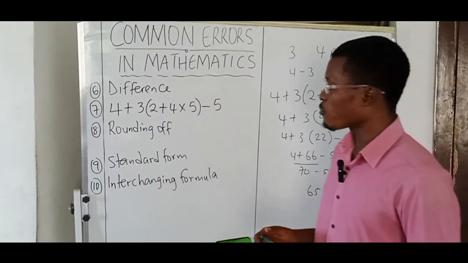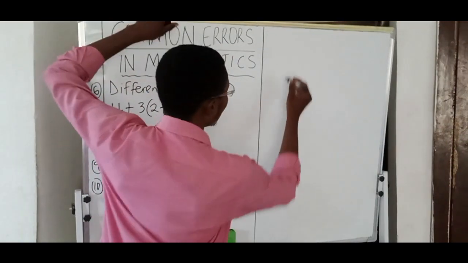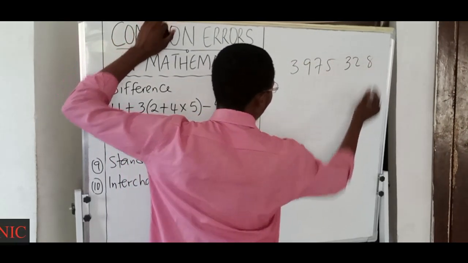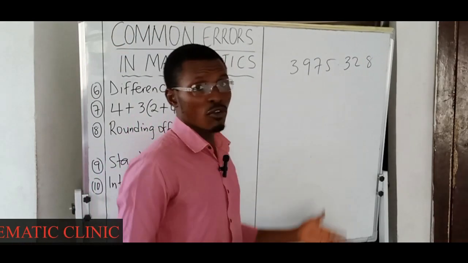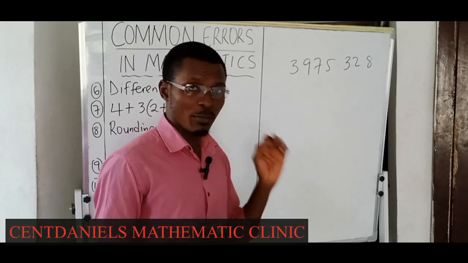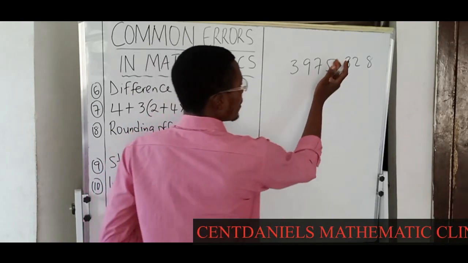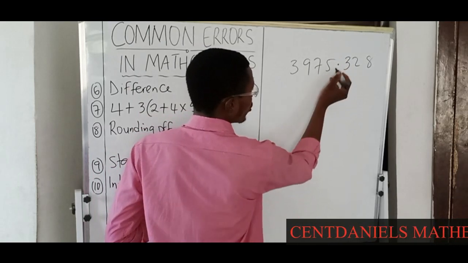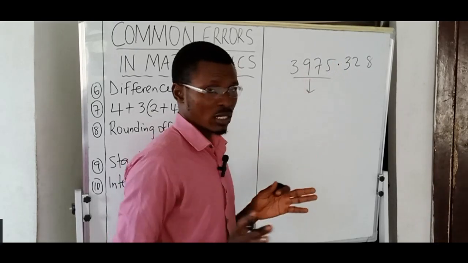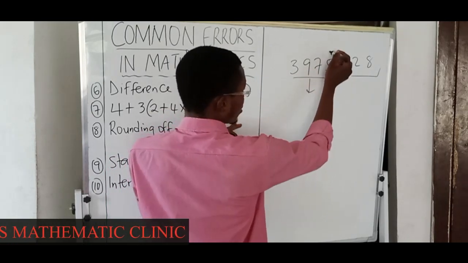For number 8, you have rounding off numbers. Please let me wipe this part of the board. Supposing you have this question: 3975.328, and you have to round off to a certain degree of accuracy. Now take note, please. If you are asked to round to a certain decimal place, it is important you know the decimal places of each of these digits. All right, this is a decimal number. Before the decimal point, this is the whole part, right? Everything that applies to this whole part applies to all whole numbers, and this is the fractional part.